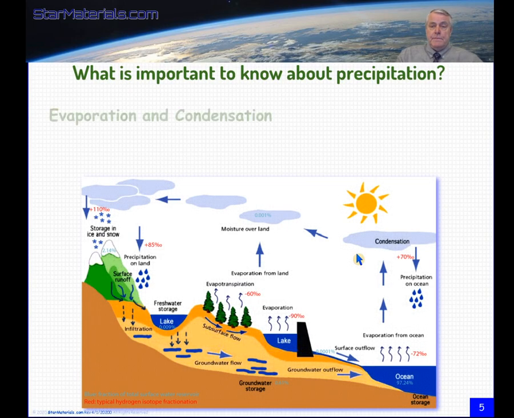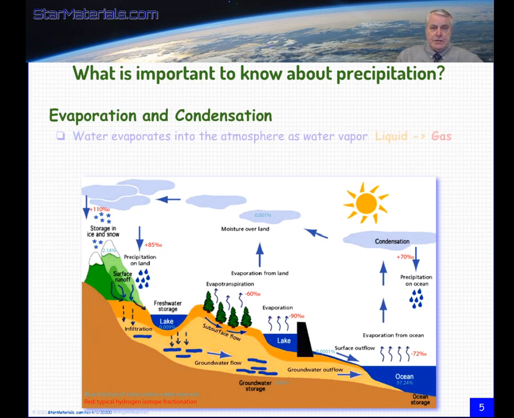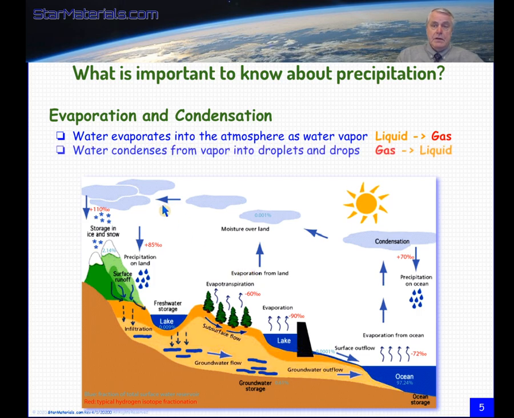What's important to know? Well, here we go with evaporation and condensation. Water evaporates into the atmosphere as water vapor. It goes from a liquid to a gas. It goes from the oceans where there's a lot of water. It evaporates into a gas. It's invisible. Water then condenses from water vapor into droplets and drops. It goes from a gas to a liquid.